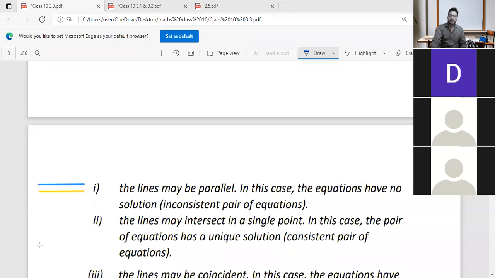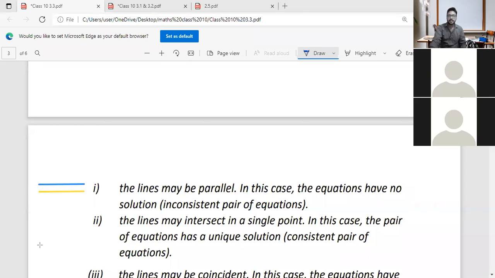The next case is that the lines may intersect in a single point. I'm going to show it. See, a line is there, and we are taking another line.